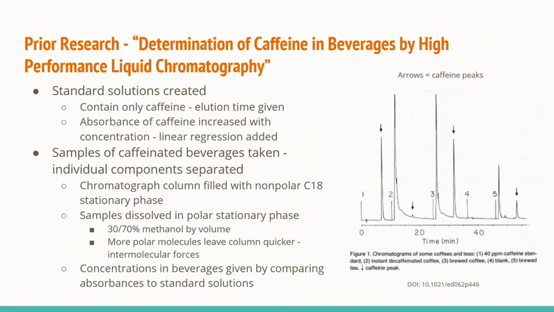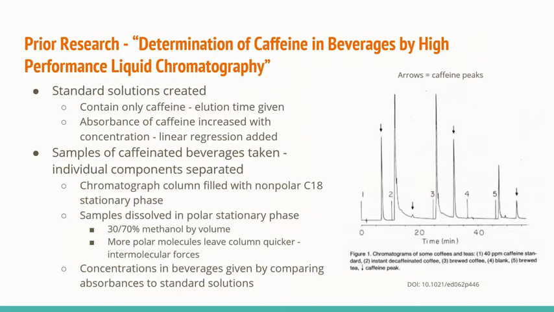Then various solutions prepared from caffeinated beverages like coffee and soda were sent through the chromatograph. 3 samples were tested per solution. The caffeine was detected as an absorbance peak by the chromatograph at 254 nanometers by ultraviolet radiation at the same time as the caffeine in the standard solutions, which you can see with the arrows on the right.